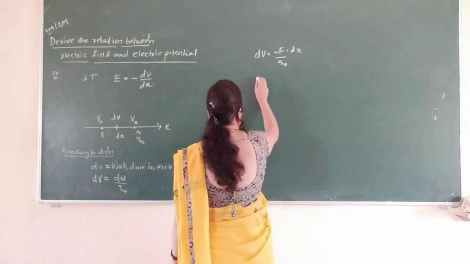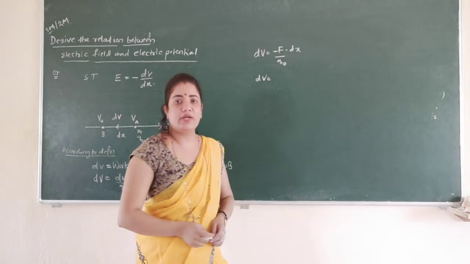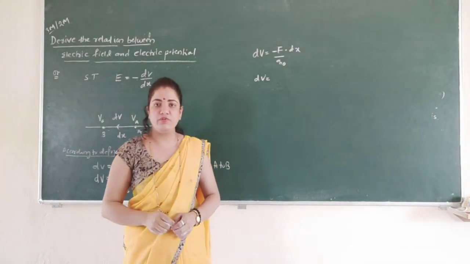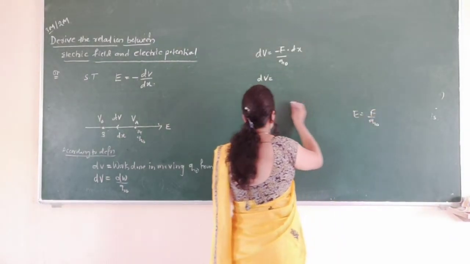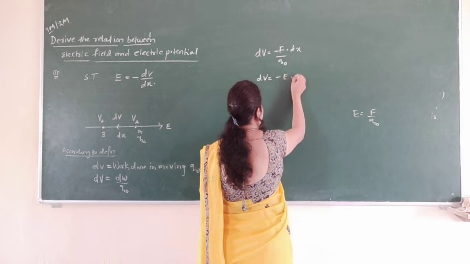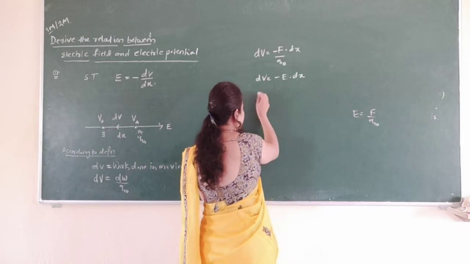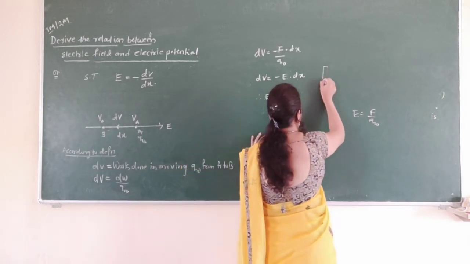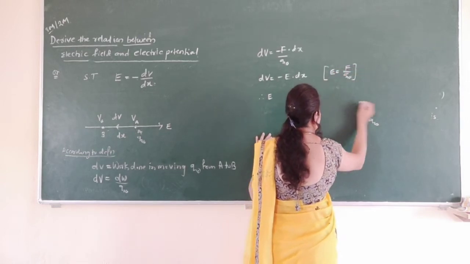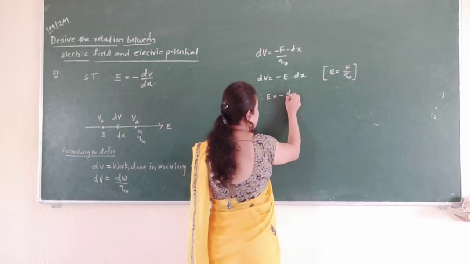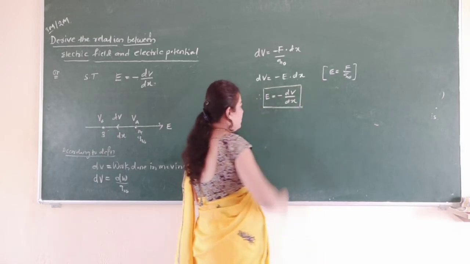Now force divided by Q0. dV equal to, according to the definition of electric field, what is electric field? How is electric field defined? Electric force per unit positive charge. So that is E equal to F divided by Q0. So according to the definition, dV equal to minus E into dx. Keep E here, minus this side and dx also this side. Therefore E equal to minus dV by dx. This is the relation between electric field and electric potential.